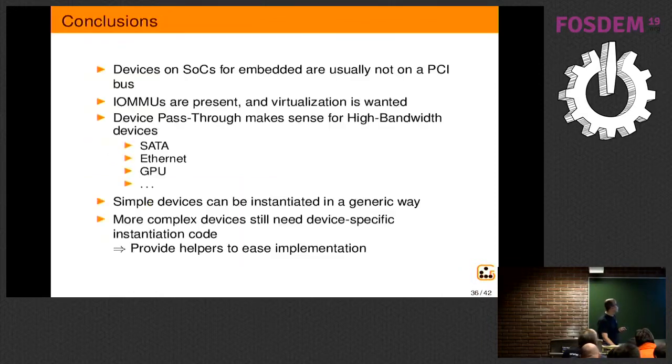So our conclusions. Since we usually don't have PCI, but we have IOMMUs, and people are interested in virtualization, it makes sense to use device pass-through there for high bandwidth devices. For simple devices, I've shown that we can have generic code to handle that. For more complex devices, you will still need device-specific instantiation code, but probably the best way there is to provide some helpers, and it's easy to write those routines.